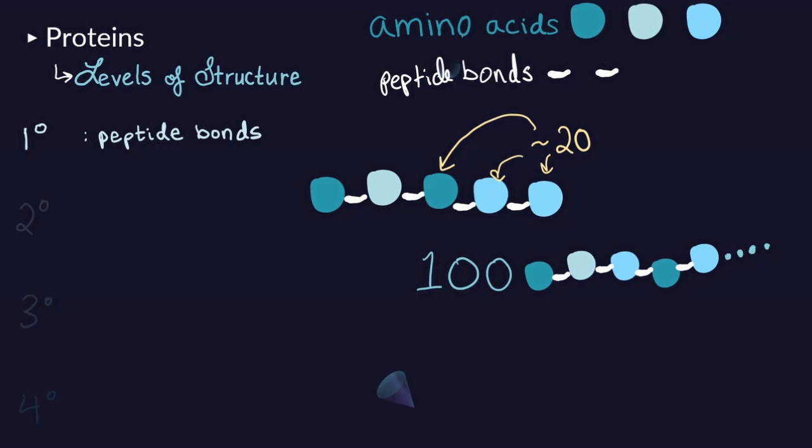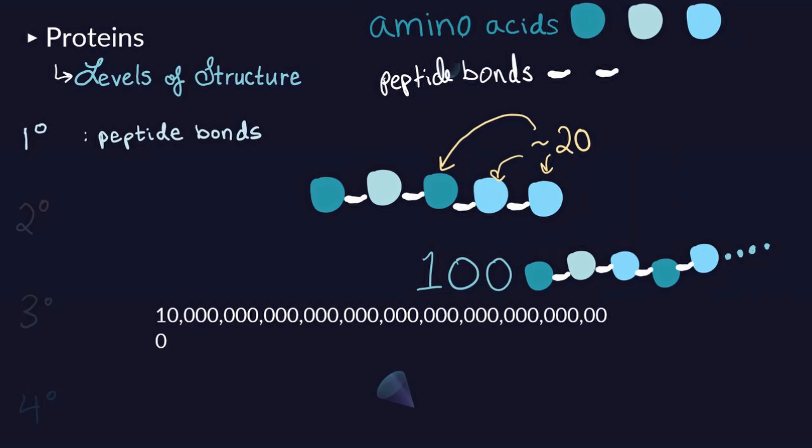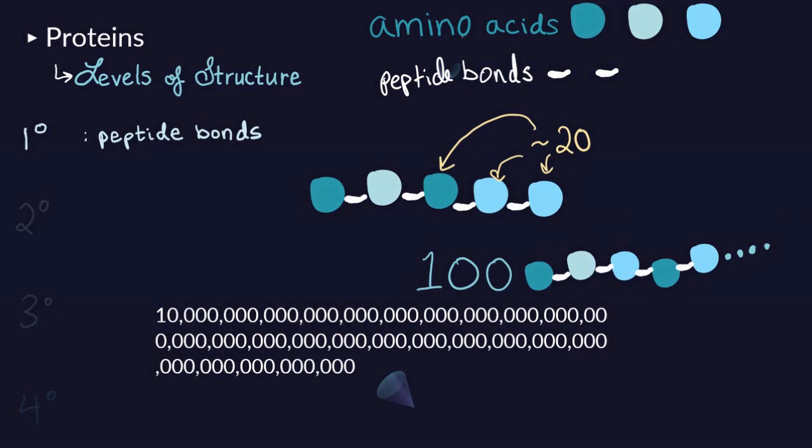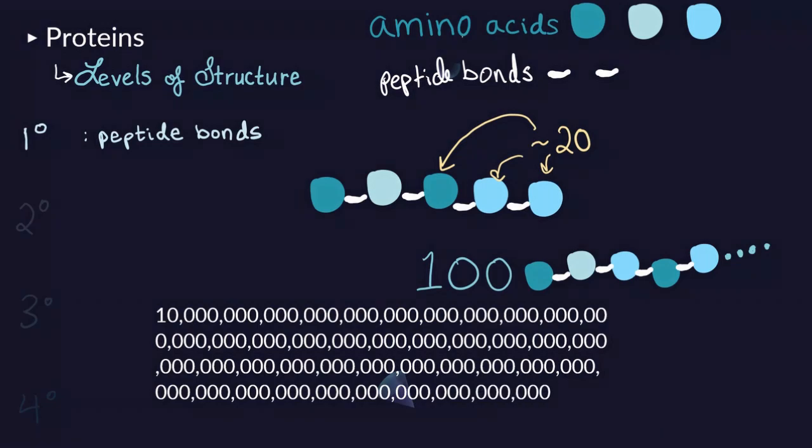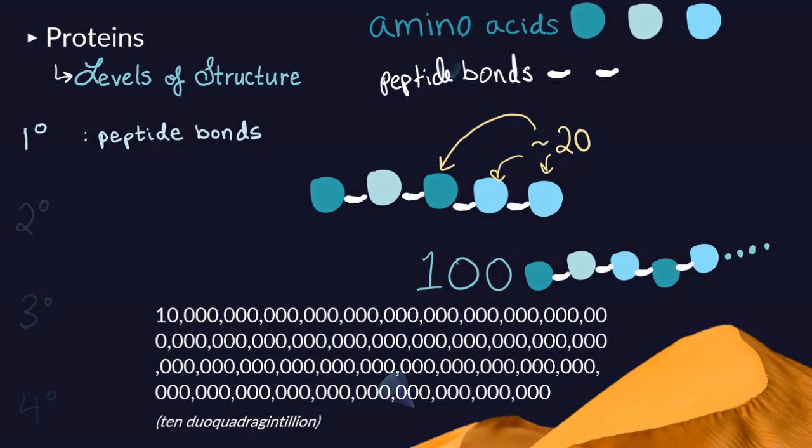This would mean that there are 10 duoquadragentillion ways that amino acid could be arranged, meaning 10 duoquadragentillion different proteins can be made from a sequence of just 100 amino acids. For some perspective, that's multiple billions of times more than the number of grains of sand found on the entire Earth. It's this property actually of proteins that allows there to be so many different proteins, each with their own unique shapes and functions in our bodies.